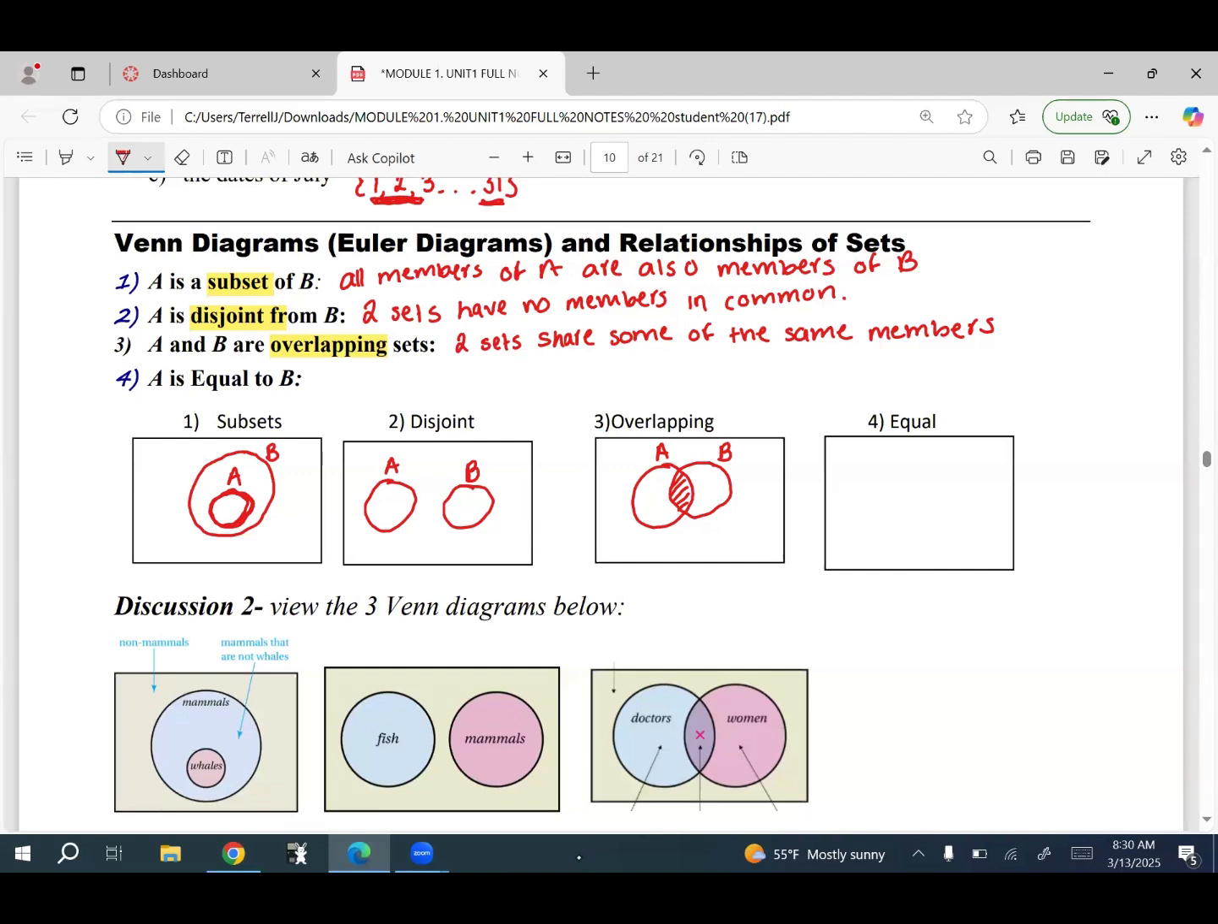And then we have A is equal to B. So what this means is all members of A are also the same members in B. Essentially, you just have one circle and it can be referred to as A or B. They're all in the same set.